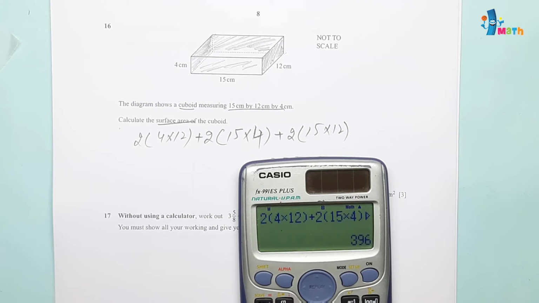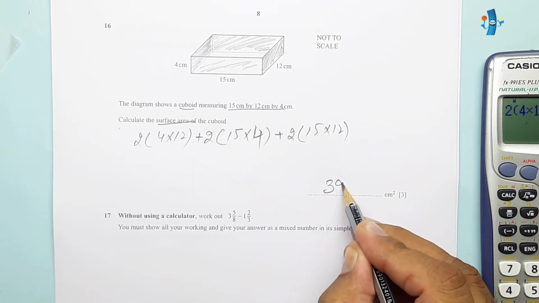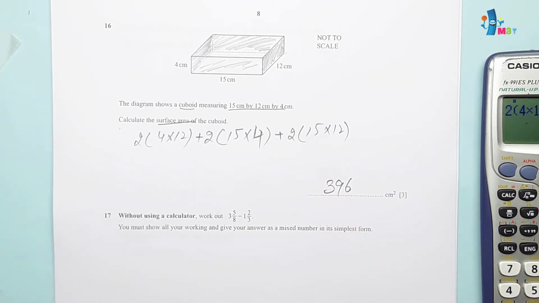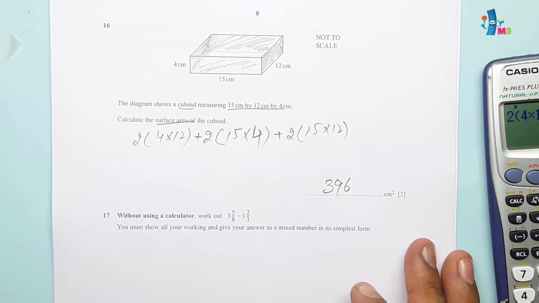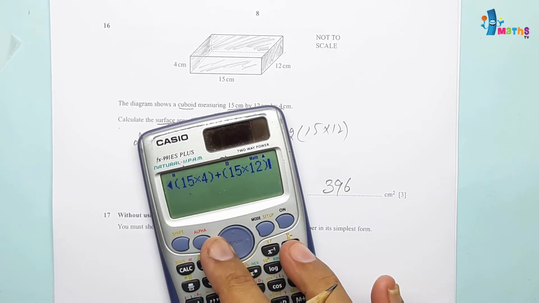This will be equal to 396. So we can write 396 as answer. Now question number 17. We'll have to check. We have done some miscalculation, I think. So we have to check again our calculation.